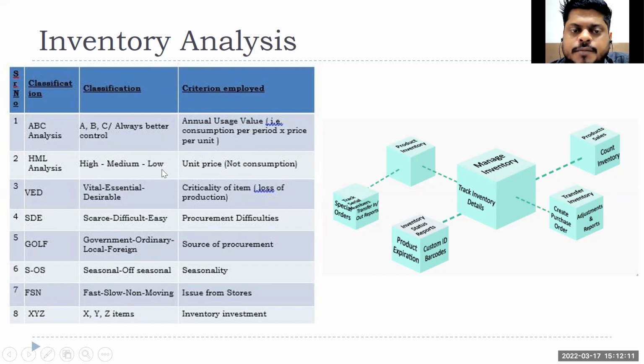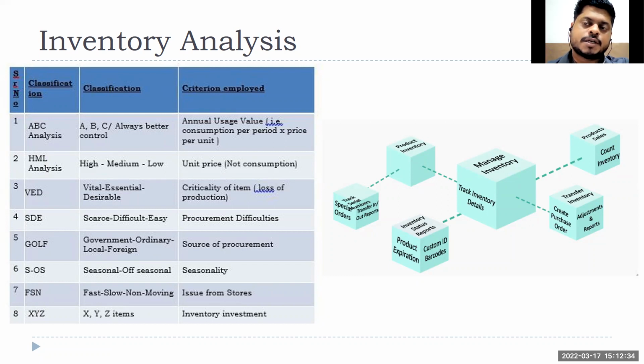HML analysis: high, medium, low, unit price, right? It is only about how much you are selling, not consumption. Let's say think about Reliance Retail. They are selling electronics products also, right? Some electronics products will be like air conditioners or refrigerators, which they're keeping at 30,000, 35,000, 50,000. So they are high value, medium value, low value.